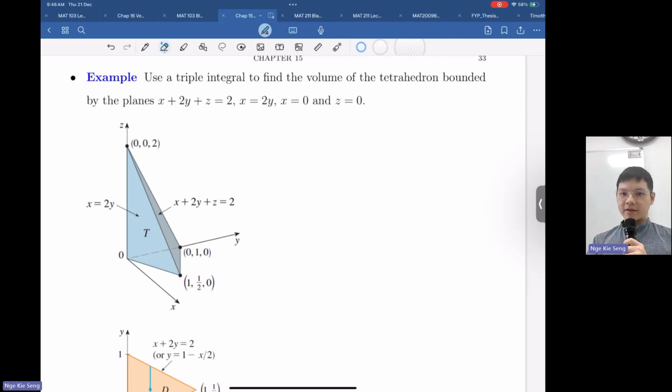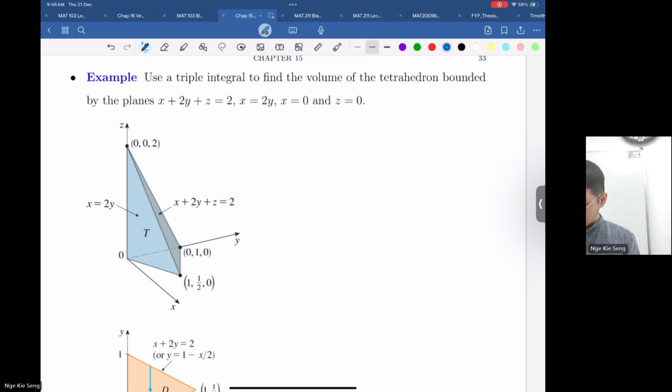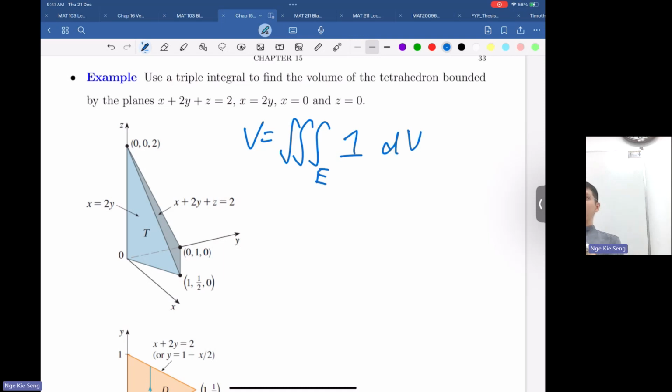So if you want to find the triple integral, I need to define the integration domain first. Similarly, if you want to use a triple integral to find a volume, you should integrate over 1. Otherwise, you'll get something higher dimensional. Now we need to determine what E is here.